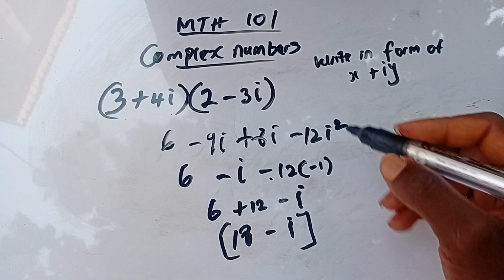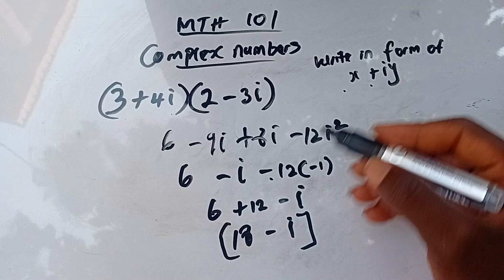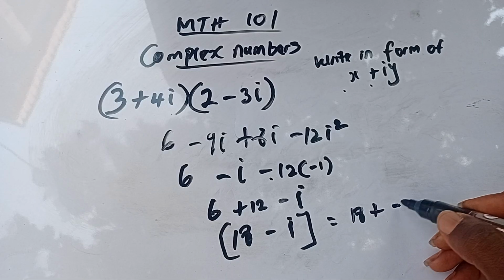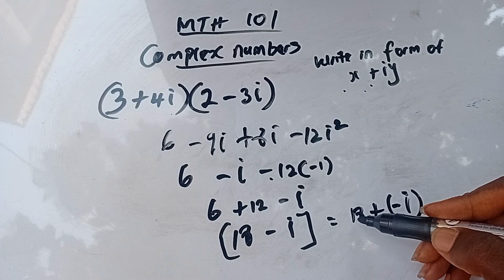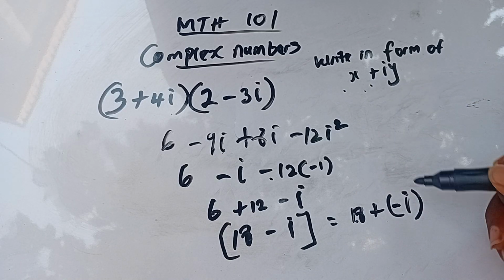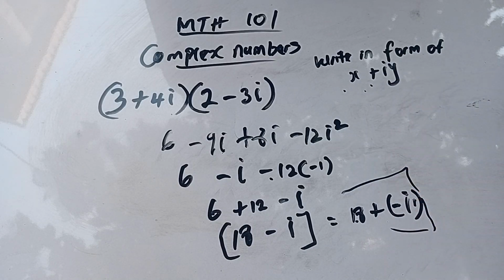So our 18 now is x. This our i. You can change this guy to 18 plus minus i if we decide, so that it will look like x plus something. So our 18 is x. Then our i, this is it. Our y here now is just minus 1. Are we together? So we've written it in the form of x plus iy. So that's that for that.